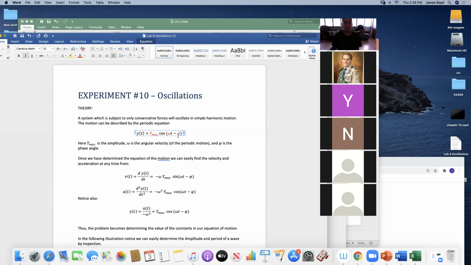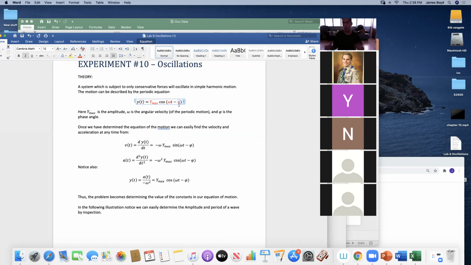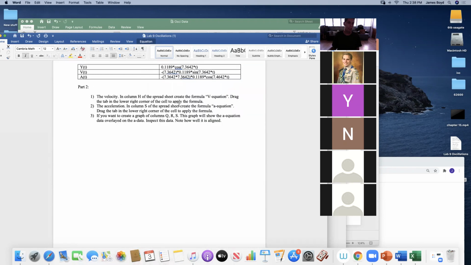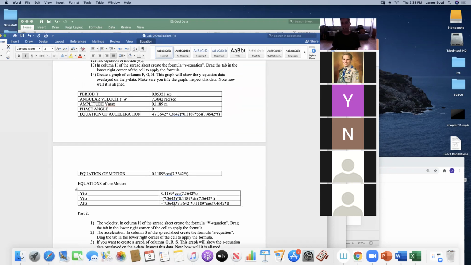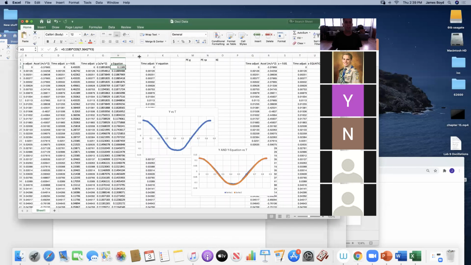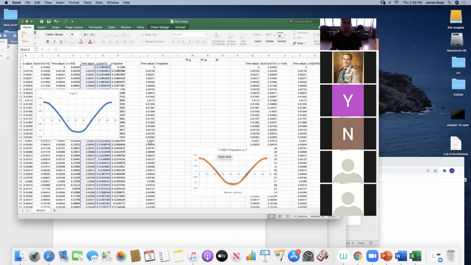My real issue is that you understand that phi is the offset of the function at time 0. Okay, we have no offset, therefore our phi is 0. Once we've done that, we can write our equations, because this is Ymax times cos of omega t. This is negative omega, Ymax sine of omega t. This is negative omega squared, Ymax cos of omega t. And we're done, except for looking at the velocity and the acceleration.